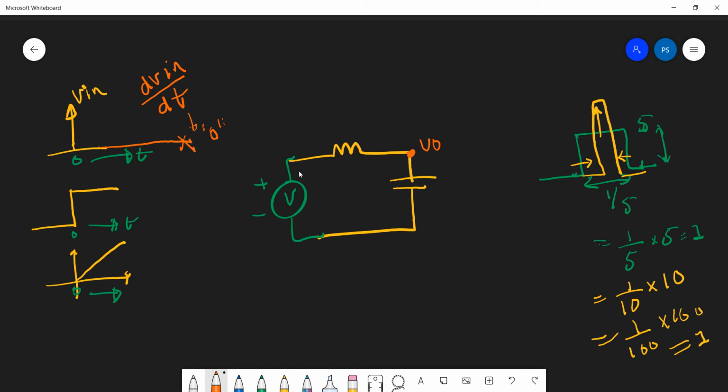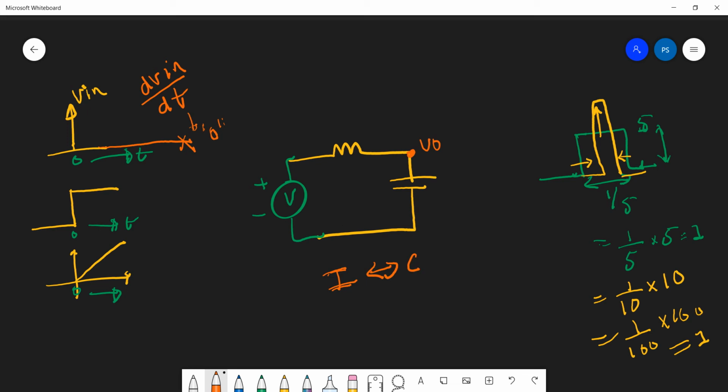Now see, immediately when I feed an impulse at t equal to 0, there is an infinite excitation, or there is infinite change in the input with respect to time. So the change or excitation to the system is really high. So what do you think will be the current now? Let's talk about the current and the capacitance relation.